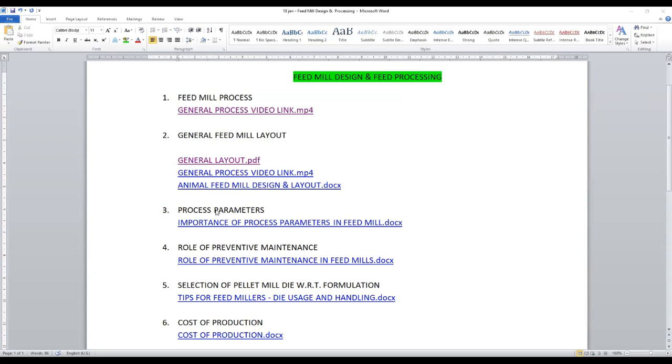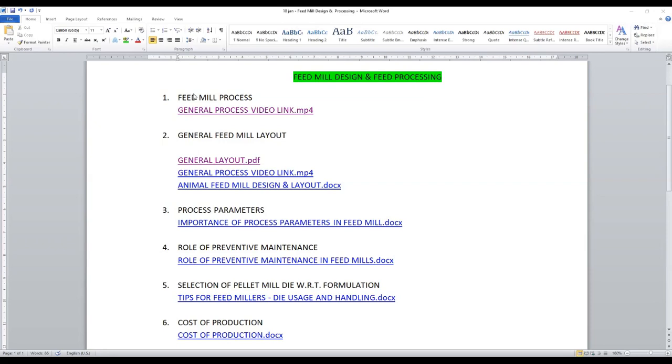Let me give you a brief outline of today's discussion. Firstly, we will discuss regarding a general feed mill process, starting from the batching, grinding, mixing, then conditioning, pelleting, crumbling, screening, and bagging. Then after the process parameters, we will discuss regarding a general feed mill layout, that the factors we have to keep in mind while installing a feed mill, and what ideal space we required for the warehouse, for the boiler, for the utilities, for the vehicle, for parking and office construction, etc. And what will be the ideal size of a warehouse with respect to the capacity of the feed mill.